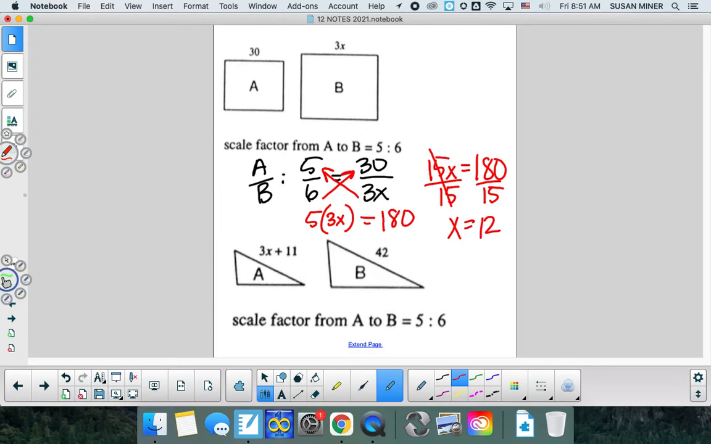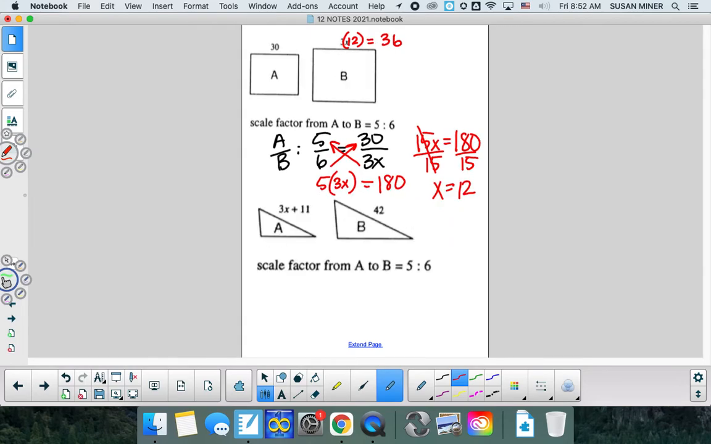So now x is 12, right? My side length is not 12. If it's asking for the actual side length, I've got to take my x and put it back in here where x is. So I'm going to do 3 times 12. That means my side length here is 36. There's a couple of things that could be asked from a question like this. They could say, solve for x, the missing part, or they could say, what is the exact side length? And the exact side length here would be 36.